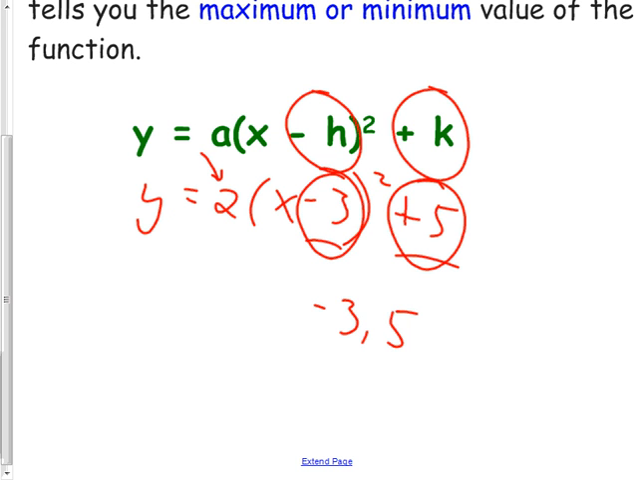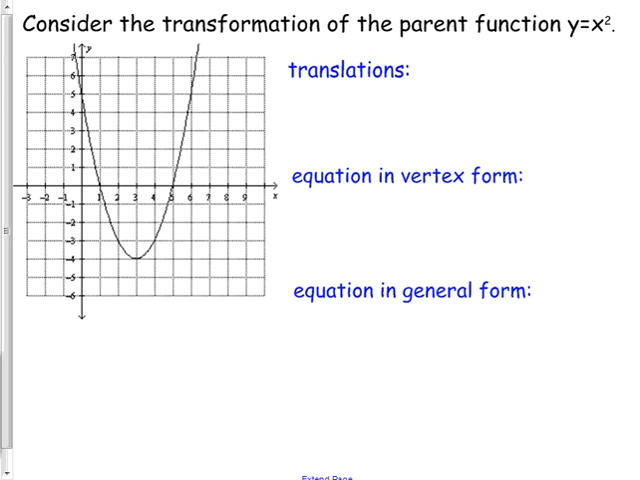Regular 3 comma 5. Yes. Why is that 3 not negative? Because you don't trust the stuff on the inside. That's right. Okay. So there's my vertex. And it's been stretched twice as tall. Has not been flipped, or there'd be a negative outside. All right. Let's look at this one.